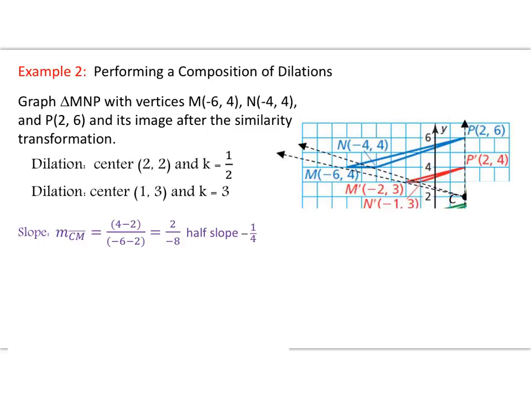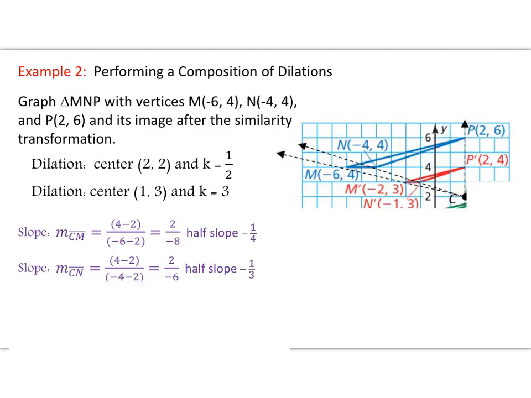is going to be figured out by counting up and over. So we go from the center point to 2. So we count up 1, 2, and then left 1, 2, 3, 4, 5, 6, 7, 8. So it looks like our slope is 2 over negative 8, so half of that would be 1 over 4. So we go from here, the center point, go up 1, left 4, and plot. So M prime lands at negative 2, 3.